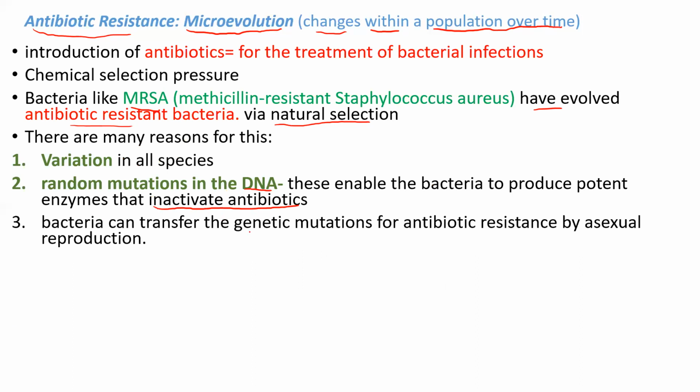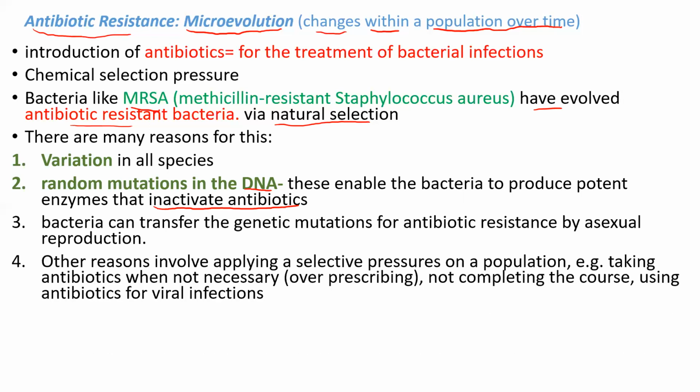Bacteria can transfer the genetic information for antibiotic resistance, not by sexual reproduction. As you're going to learn in Bio 30, there's a way of doing this, exchange of what's called a plasmid, a little bit of their DNA, a circular chromosome, extrachromosomal DNA that gets transferred over. Other reasons involve applying a selective pressure on a population.